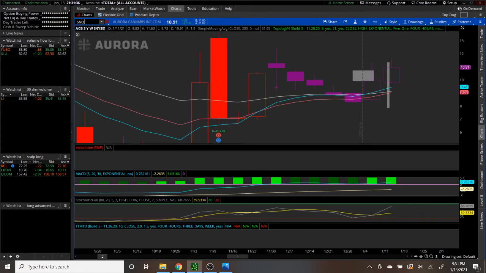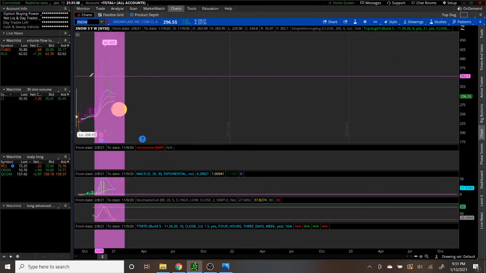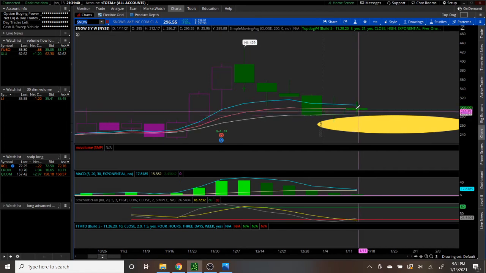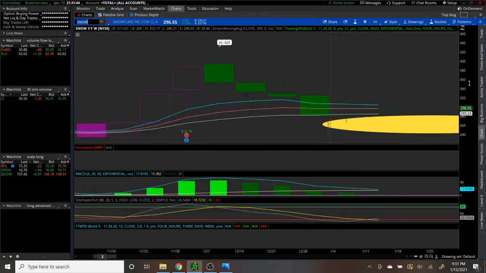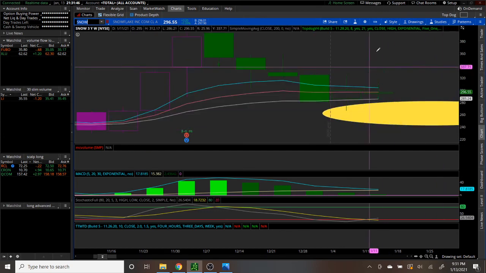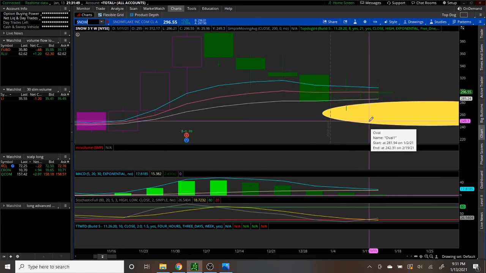Snow. I know we talked about snow today. I really like snow because it meets the criteria right here. It's another one I wanted to sell some premium on, and I didn't. It's okay. I already have other trades, but it meets criteria right there.